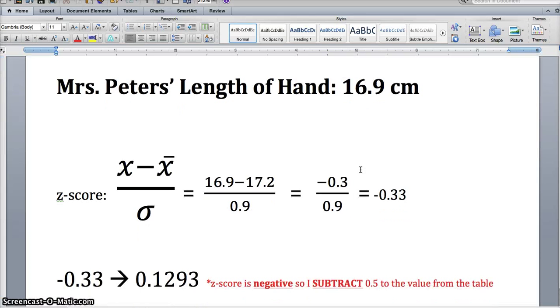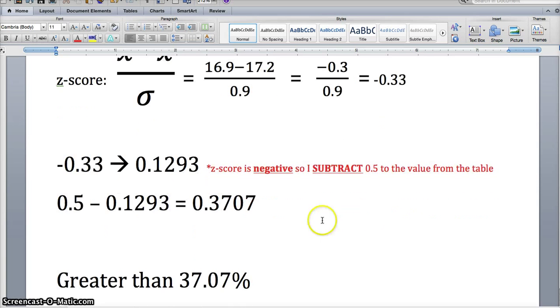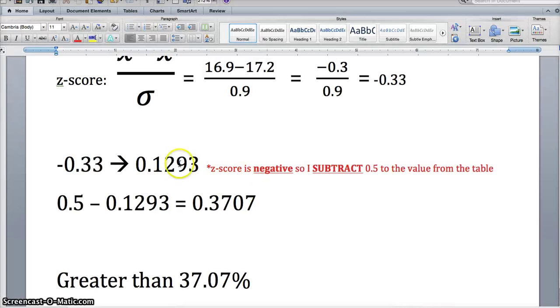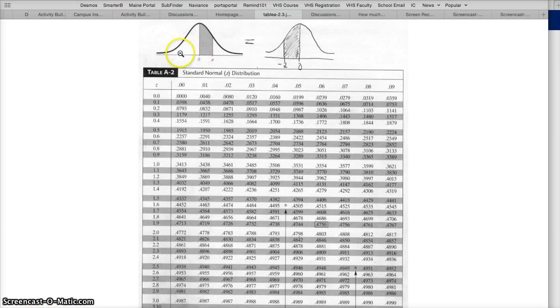Okay, now let's do an example where the z-score is negative, so you can see what I mean. So let's say the length of my hand was 16.9 centimeters. I would put that in for my data value minus the mean divided by standard deviation, so I get negative 0.33. So if I look up, there's no negatives in my table, so really I'm just going to look up 0.33 in my z-score table. So 0.33 right here is 0.1293. Now, because it's negative, that means that my z-score is over here.